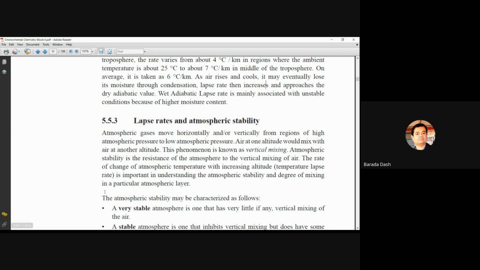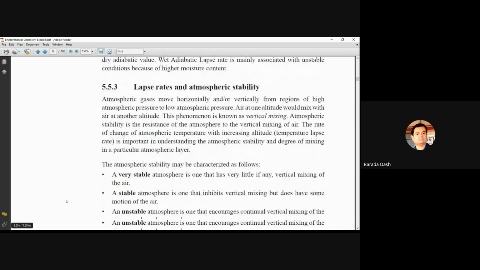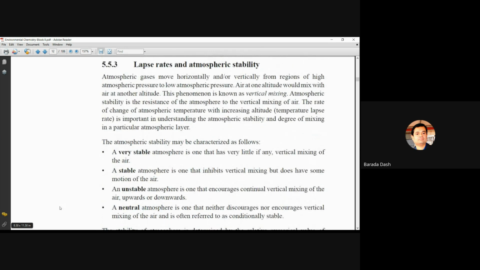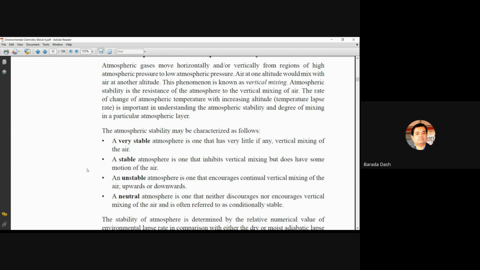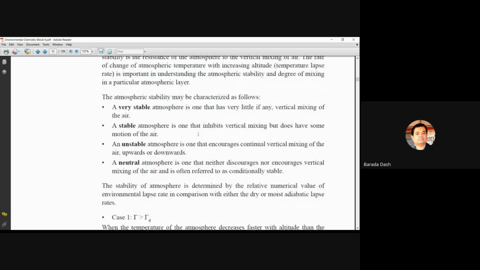Next is lapse rate and atmospheric stability. How is the lapse rate associated with atmospheric stability? Whether an atmosphere is stable or not can be determined from the lapse rate. Atmospheric stability may be characterized as very stable, stable, unstable, and neutral.